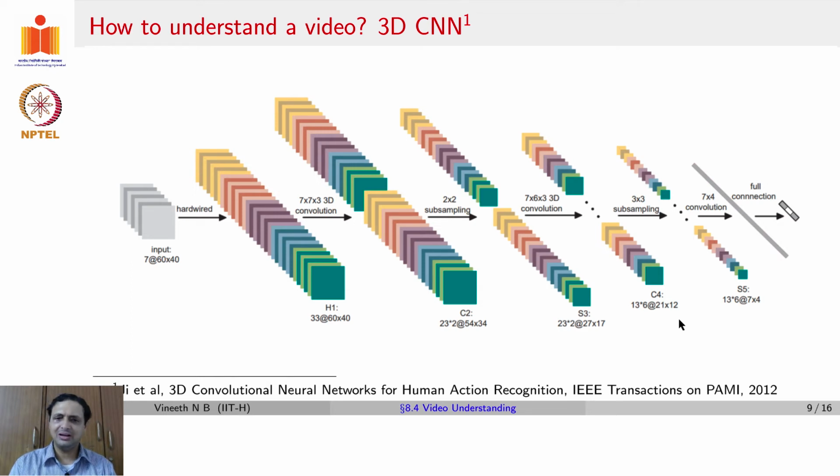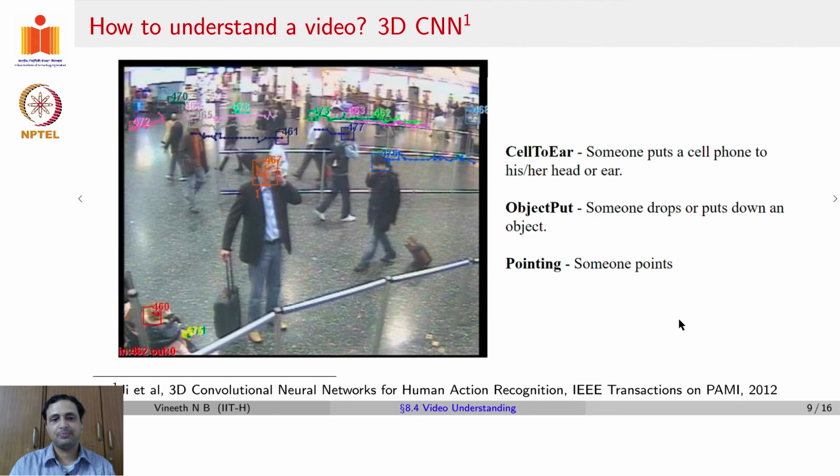And how are these learnt? Nothing changes from that perspective. You still have cross entropy loss at the end, and you still can backpropagate through all of these layers, very similar to how we talked about it for CNNs.